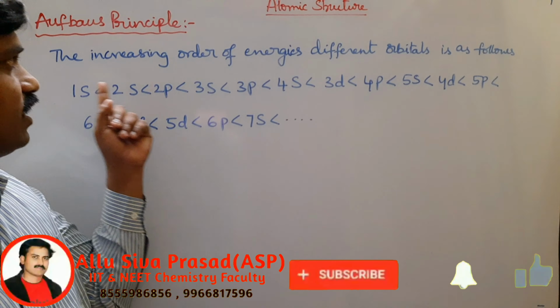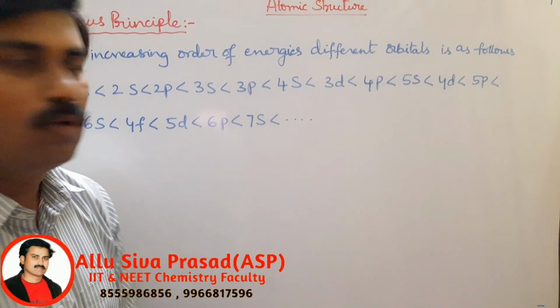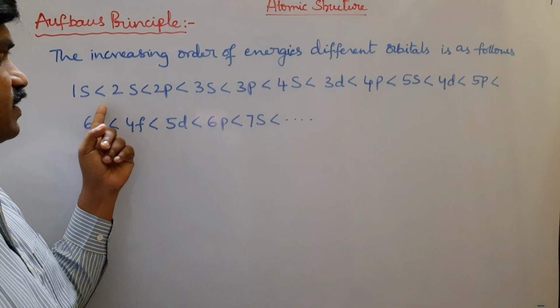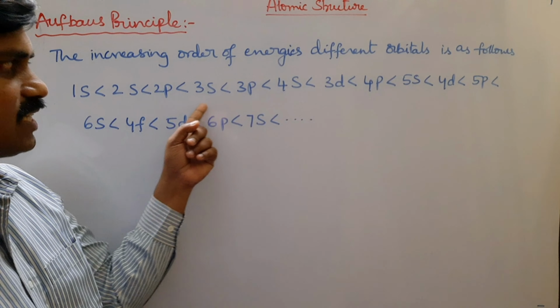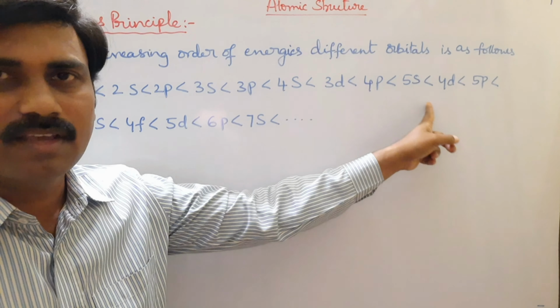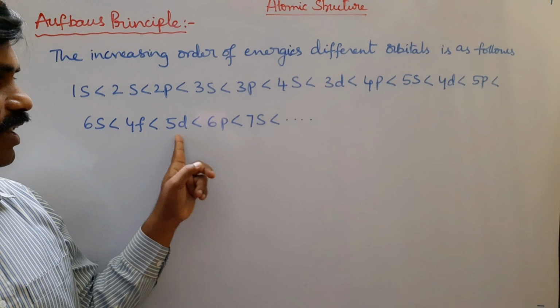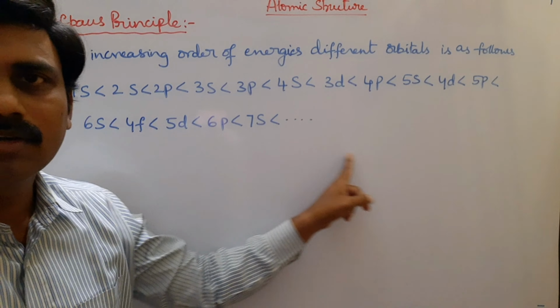Look at next, the increasing order of energies in different orbitals is as follows: 1s less than 2s less than 2p less than 3s less than 3p less than 4s less than 3d less than 4p less than 5s less than 4d less than 5p less than 6s less than 4f less than 5d less than 6p less than 7s and so on.